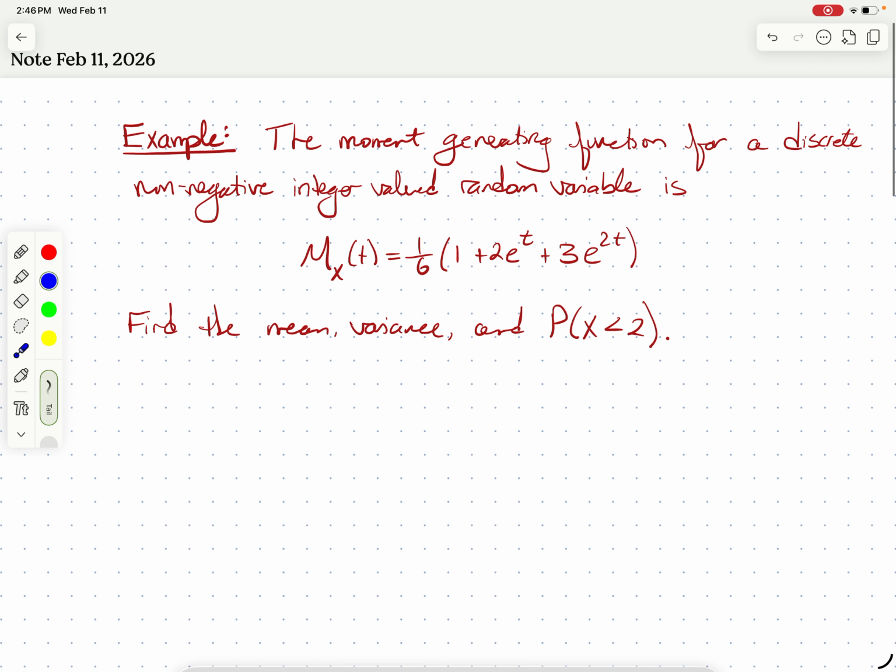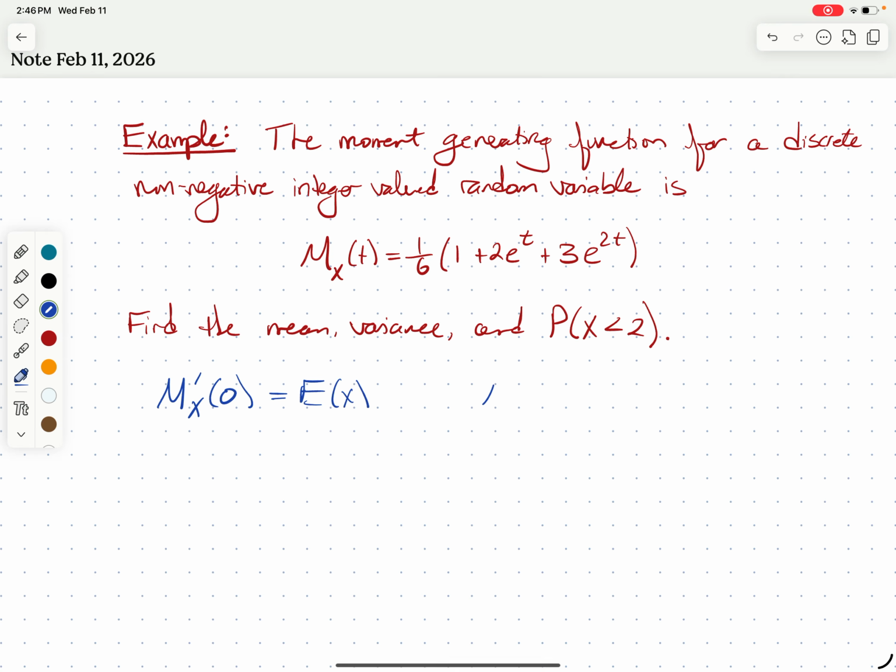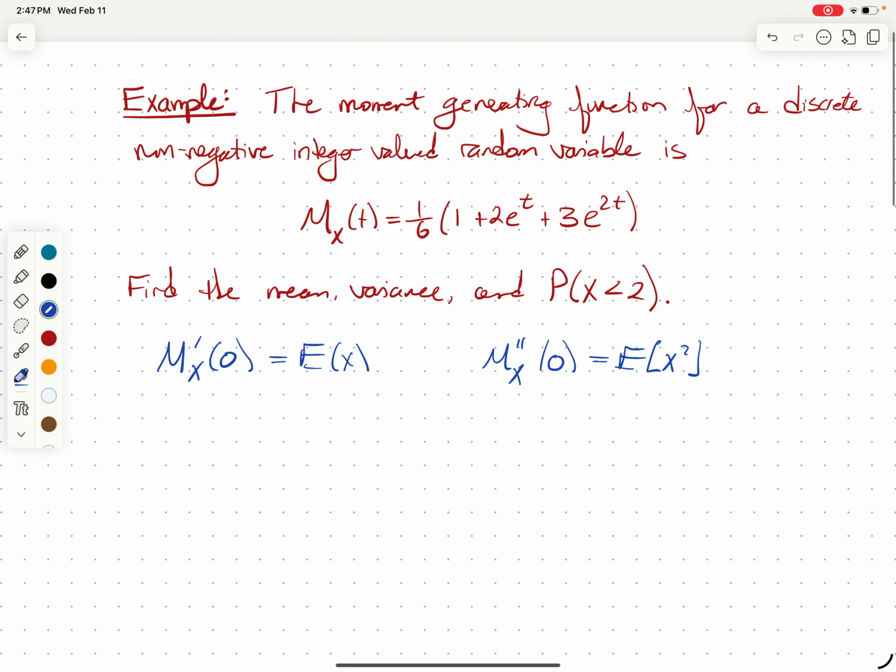So I want to review some of the key facts that we're going to use. We're going to use the fact that the first derivative of the moment generating function, evaluated at 0, is the mean. And we're going to use the fact that the second derivative of the moment generating function evaluated at 0 is the second moment for x. And so that's how we'll be able to solve the mean and the variance, and then we'll come back and talk a little bit more about how to get the last probability.